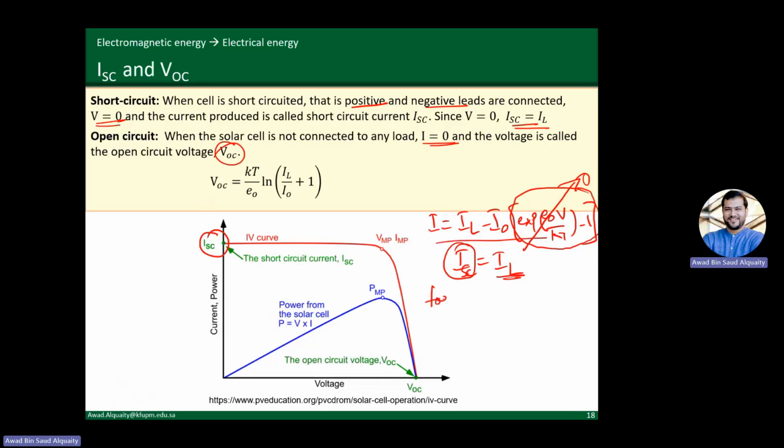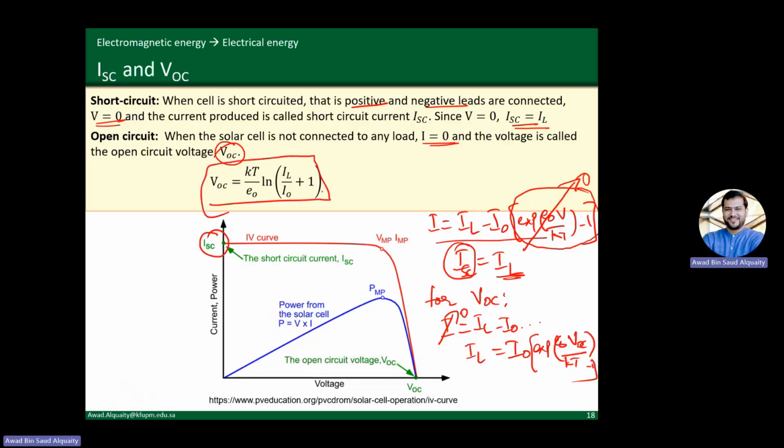So for open circuit voltage, I, we said, is equal to IL minus I naught times other things. And here, I is 0 because we do not have any load, the circuit is open. So we set IL equal to I0 times exponential of E naught VOC by KT minus 1. Then you solve for VOC, and it gives you this formula right here.